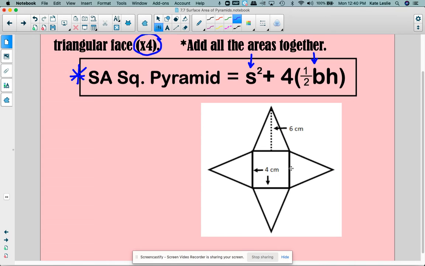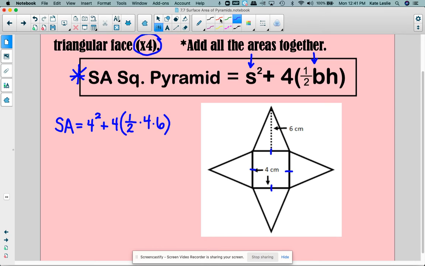I like this example because sometimes a net is the easiest way to actually see all the dimensions and the actual shapes of the different faces. So we're just going to use this formula that was given. Surface area equals, and as you know, the side squared is referring to the square base. All 4 of these sides are 4 centimeters, so that's 4 squared plus 4 times 1/2 the base of the triangle. Now, if you notice, the base of the triangle is the exact same as the side length of the square. So this is 4 centimeters times the height, which is 6 centimeters.